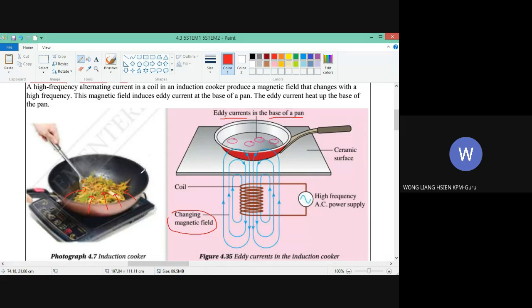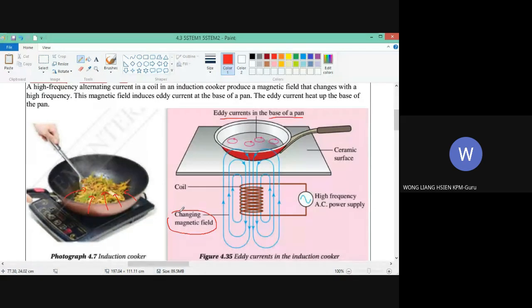Because the pan itself is the one that produces the heat energy, most of the heat energy can go into the food. So that means this can increase the efficiency of the induction cooker. So the induction cooker is a stove with a very high efficiency, because most of the electrical energy will convert into heat energy and go into the food.